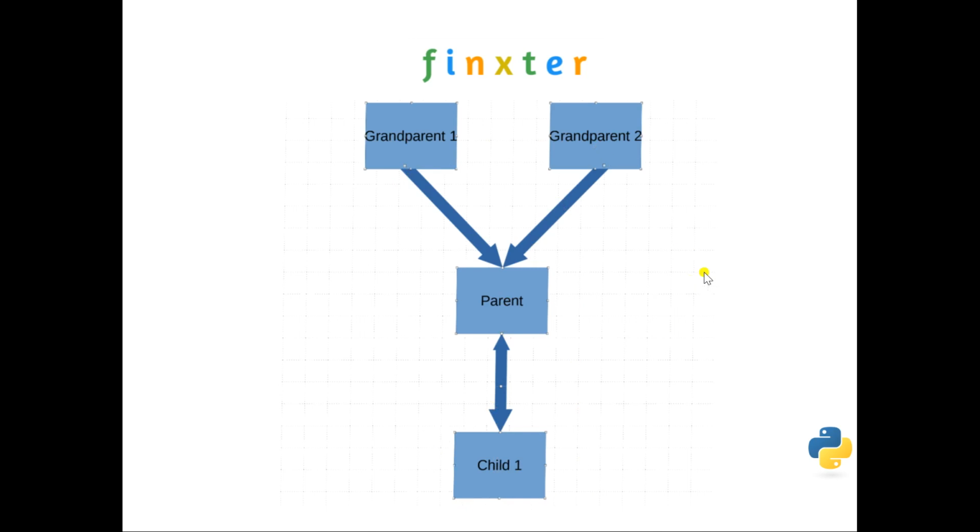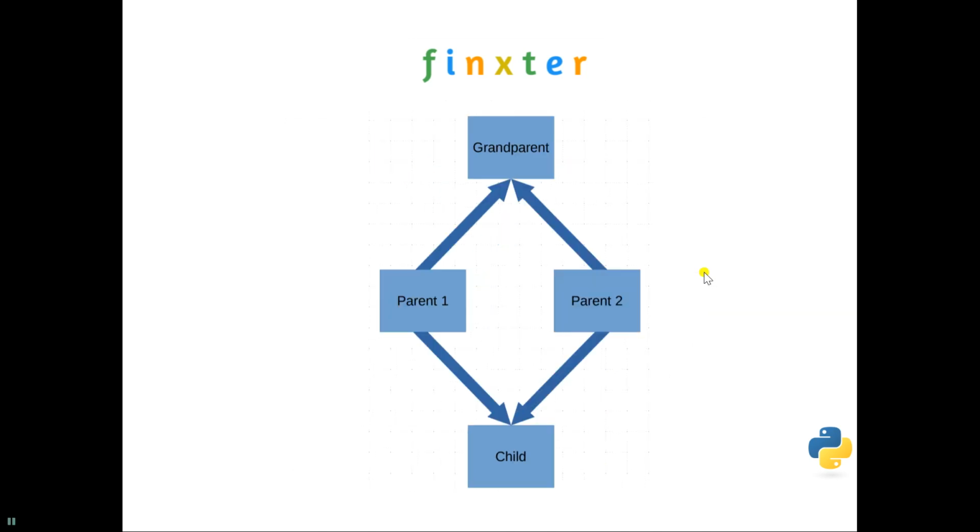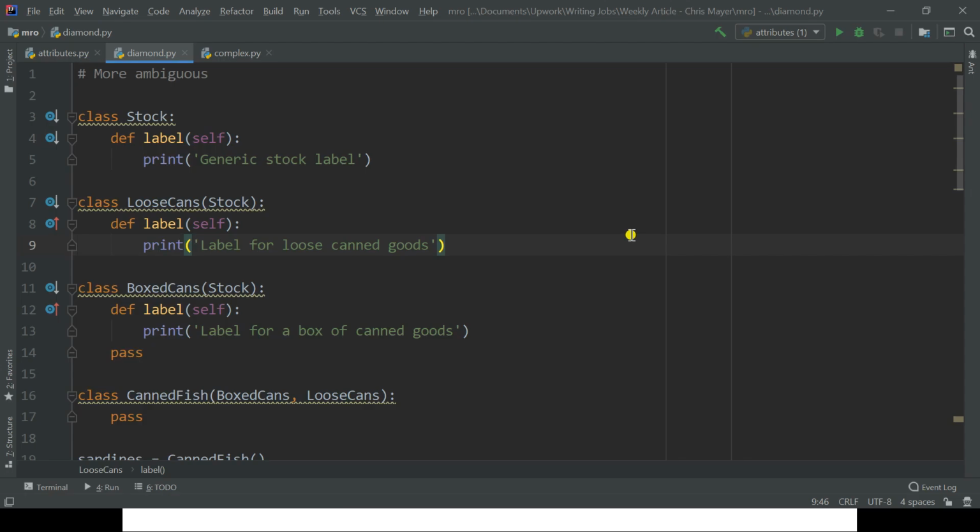So what about a slightly more complex model? In this model, the diamond model, we have a grandparent, we have two parents, and we have a child. So of course there's a number of ways that Python can choose to search this. Let's have a look at this in code. The diamond model is a bit more ambiguous. Which path will it take?